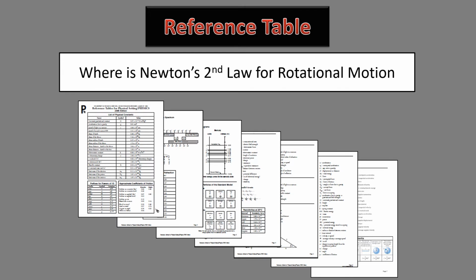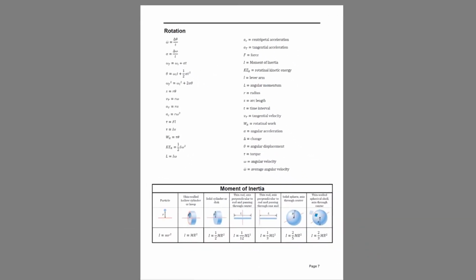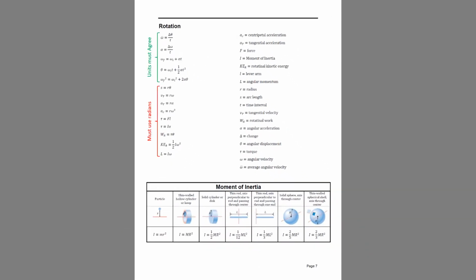So where is Newton's second law for rotational motion? It's located right here. Okay, they give you the torque equals I alpha version instead of the alpha equals net torque over I. And then it is in the section where it needs to be in radians. So the angular acceleration has to be in radians. No revolutions, no degrees, has to be in radians.